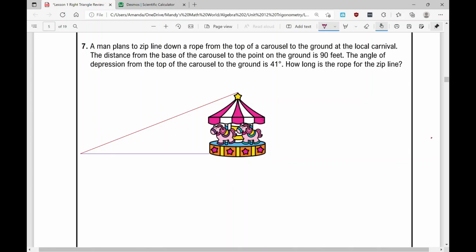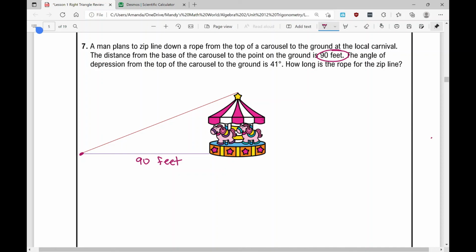Number 7 says, a man plans to zip line down a rope from the top of a carousel to the ground at the local carnival. The distance from the base of the carousel, right here, to the point on the ground is 90 feet. So we're going to label that: this is 90 feet. The angle of depression from the top of the carousel to the ground is 41 degrees.